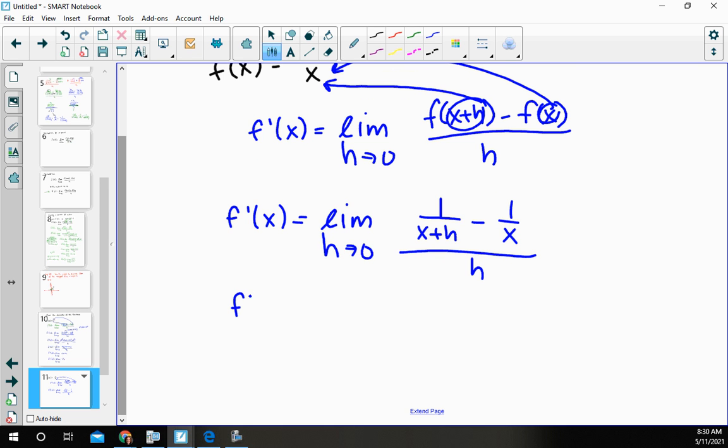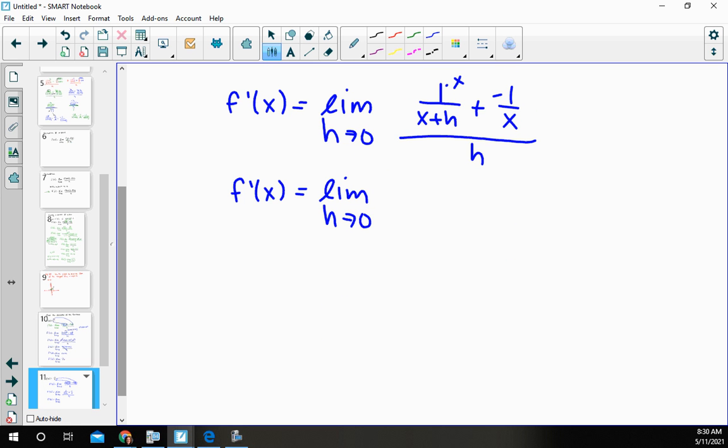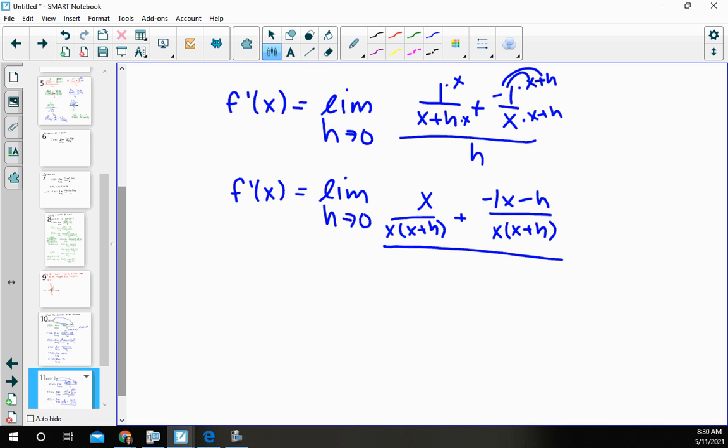Okay, this is why we practice this in the quick review. I have to get common denominators. I'm going to bump that negative up first. Times it by x, times it by x plus h. Okay, so 1 times x gives me x. Negative 1 times x plus h gives negative x minus h. I can bring them together because now they have a common denominator. X plus negative x cancels, so I'm going to have negative h over.